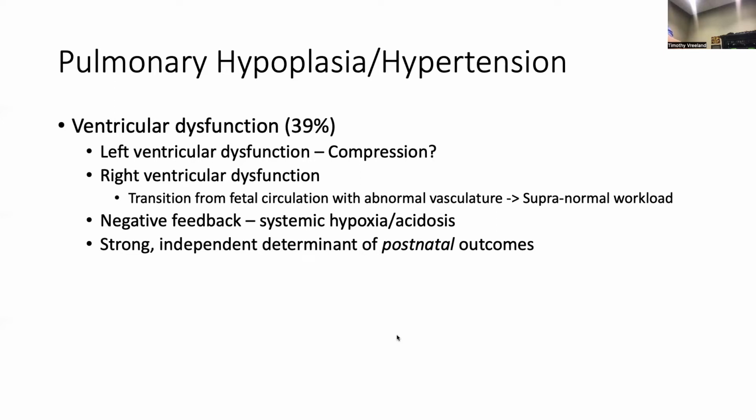on follow-up echoes. And then, of course, you've got a sick baby who's having a lot of trouble oxygenating, a lot of trouble with distal perfusion, and the systemic hypoxia and acidosis that can be found in these babies is a negative feedback loop on any sort of propensity for ventricular dysfunction. A postnatal echo within the first 6 hours of life that demonstrates ventricular dysfunction is a strong independent determinant of postnatal outcome.